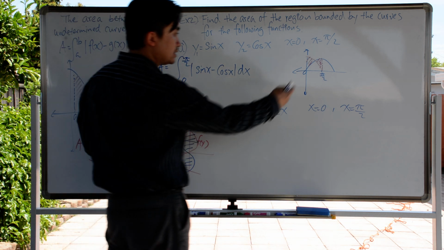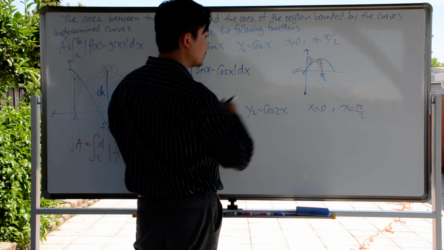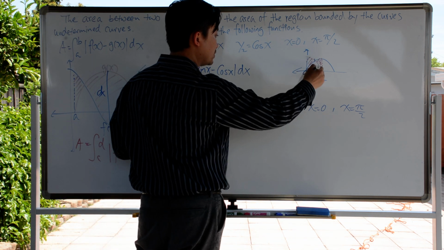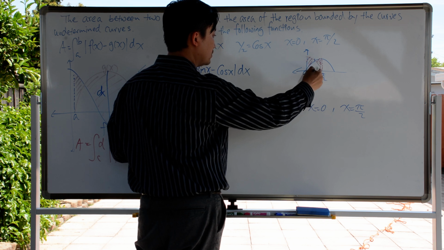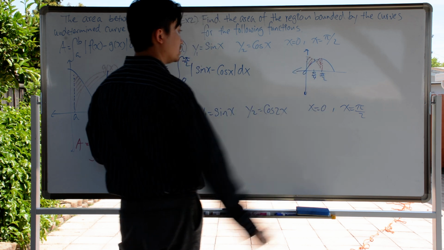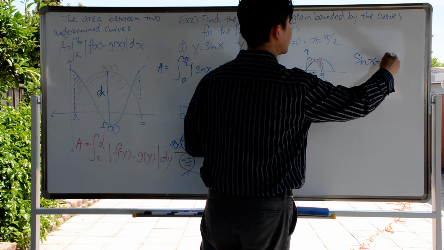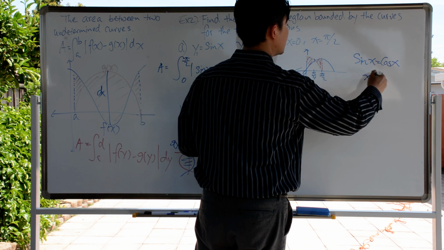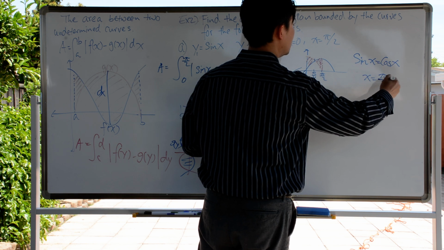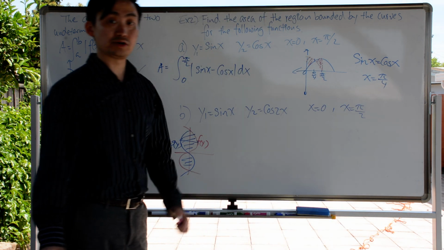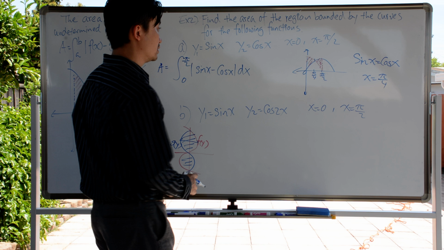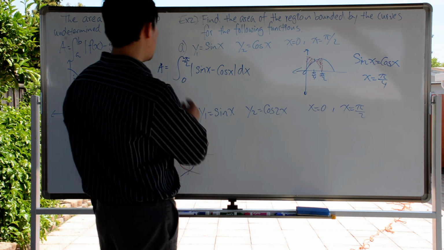So one thing that we notice, from 0 to half of the distance between 0 and pi over 2, which is pi over 4. Just by looking at the graph, or you can set sine of x equals cosine of x and solve for x, so that means x would be pi over 4, because sine of pi over 4 is the same as cosine of pi over 4. So that means we need to break it apart.